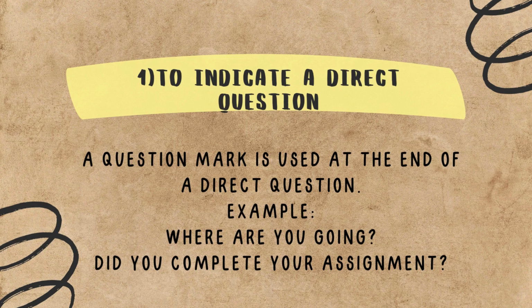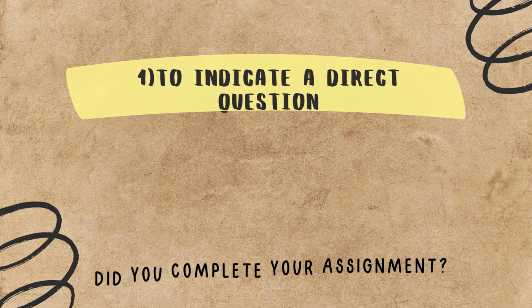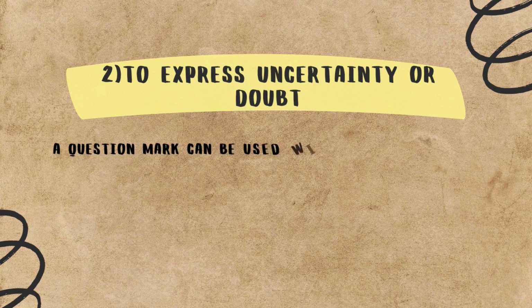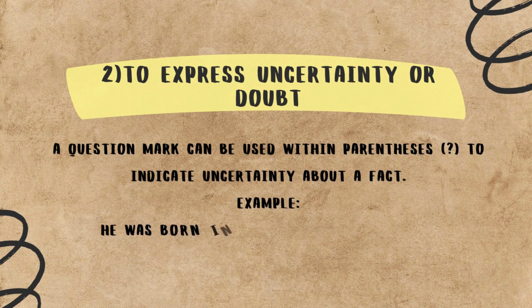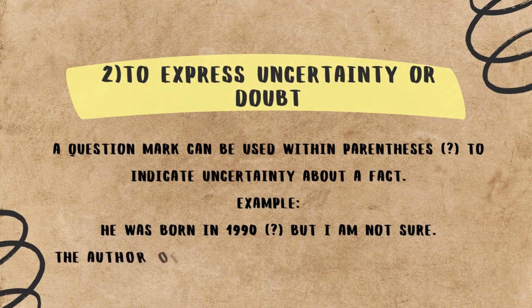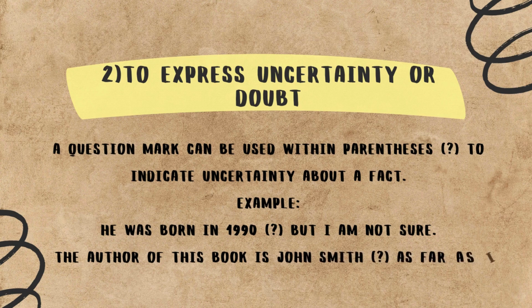For example, "Where are you going?" "Did you complete your assignment?" Come to the next use of it. We use it to express uncertainty or doubt. A question mark can be used within parentheses to indicate uncertainty about a fact. For example, "He was born in 1990 (?), but I am not sure." "The author of this book is John Smith (?), as far as I know."